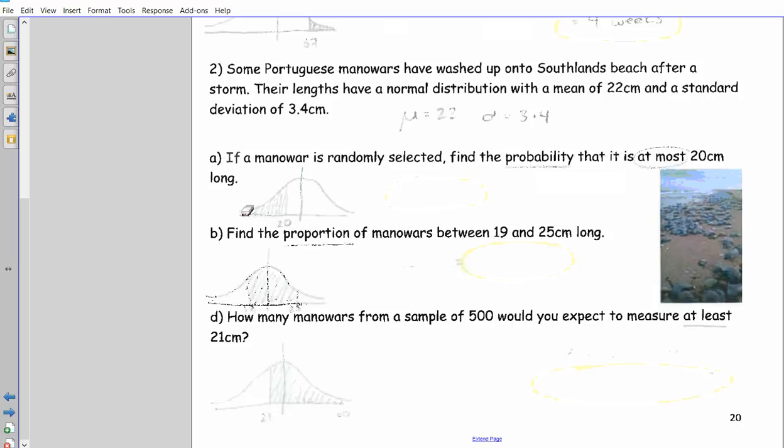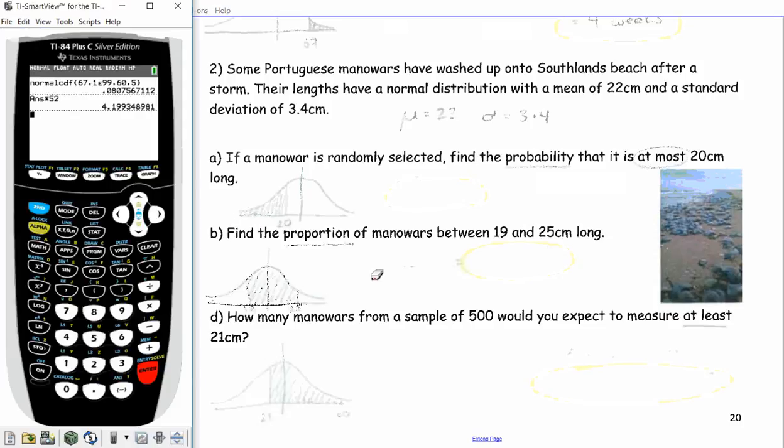So try to think what would be our lower bound. Our lower bound would be -1e99. Our upper bound would be 20. We want to find a probability. So let's go to second vars, normal CDF. Our lower bound is -1e99, to do negative infinity. Our upper bound is 20.